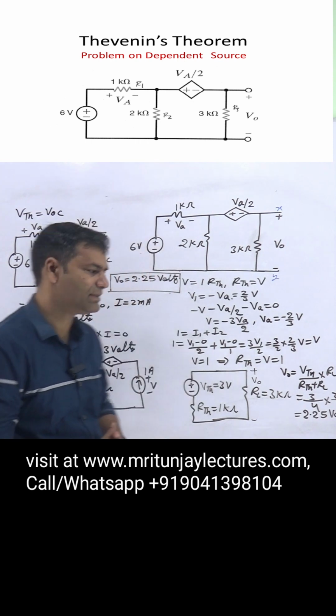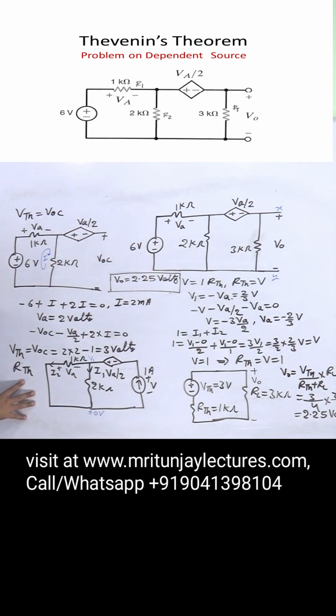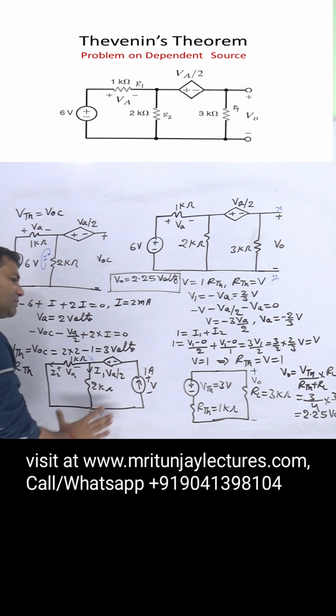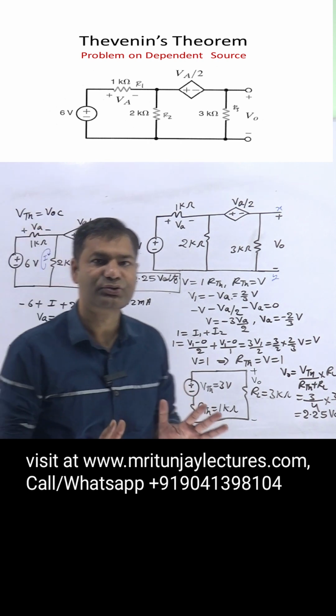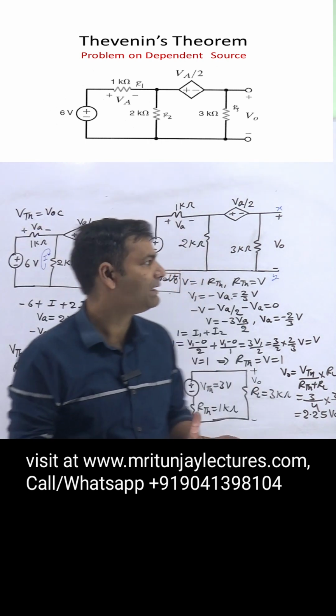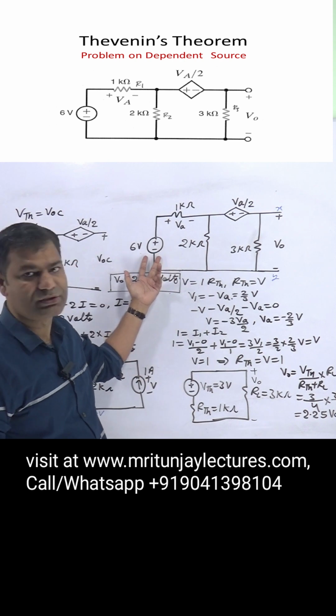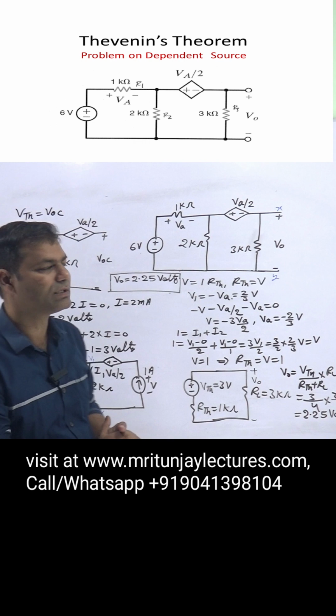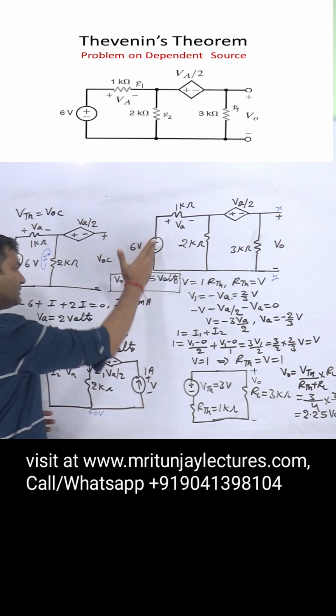Now the next target is RTH. So how can we determine RTH? First of all, we focus on the dead circuit. I know that all independent sources are reduced to 0. First, the independent 6 volt source is removed. Reduced to 0 means it behaves as a short circuit, that's why it is a short circuit.